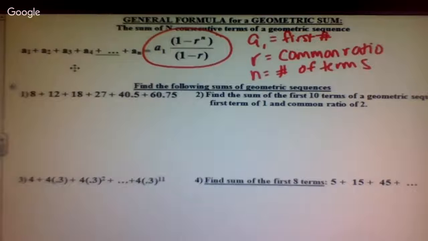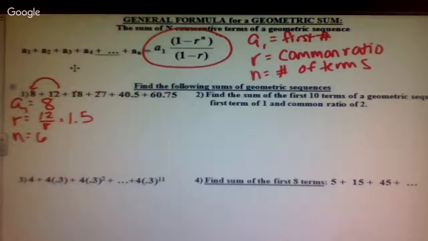If you look at number 1, what is my value for a sub 1 if I'm finding the sum? 8. What is my value for R? What am I multiplying by? So remember, 5, 12, any number, divided by the number that comes before it. So that gives me an R value of 1.5. If you cannot easily see it, I need you to divide and find it. Finally, how many numbers am I trying to add up here? 6. There are 6 numbers. You can easily count this one. 1, 2, 3, 4, 5, 6.